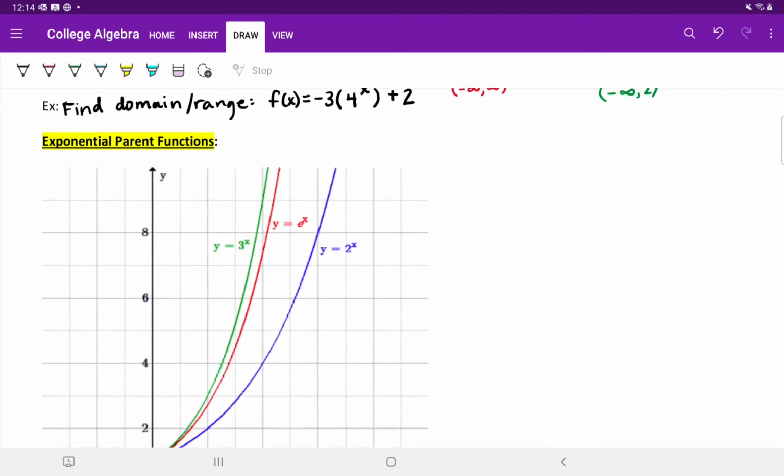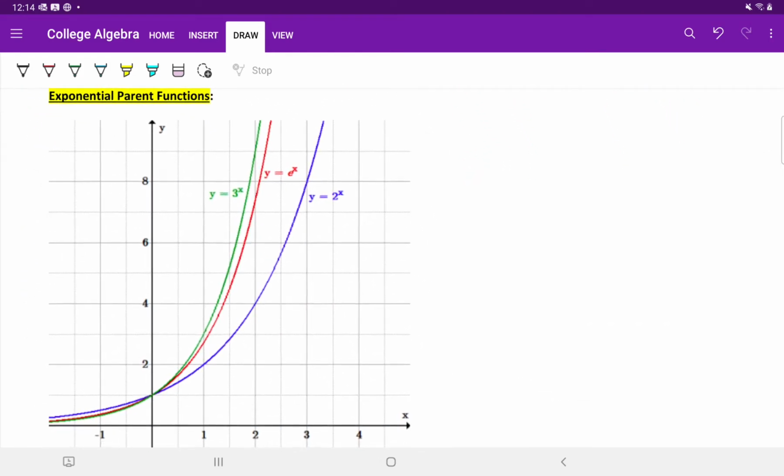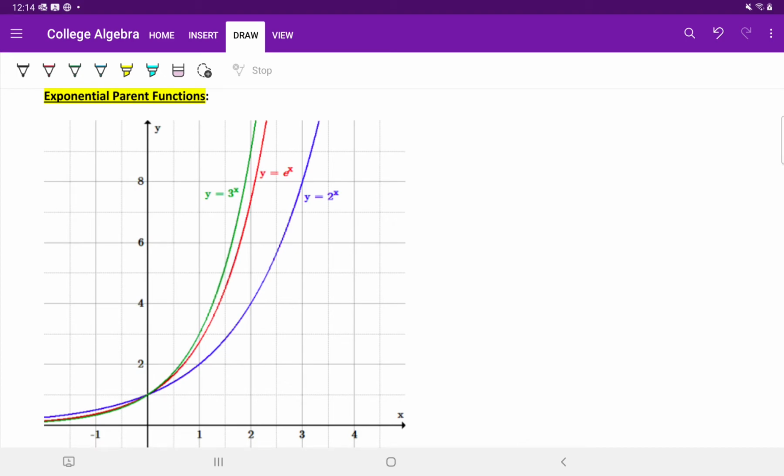All right, that brings us to parent functions. We kind of segued into this already. Exponential parent functions all look like variations of what you're seeing on this graph. Here are 3 different parent functions. We have a 2 to the x parent function. It's a curve. Notice it passes through the point 0, 1, because 2 to the 0 power is equal to 1, so you get the point 0, 1.